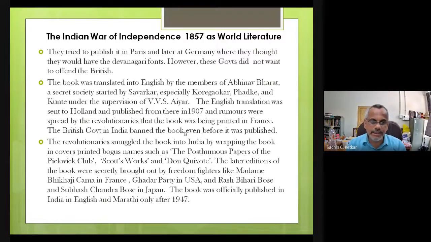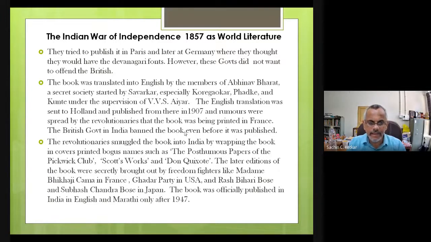And rumors were spread by the revolutionaries that the book was being printed in France. So here is a book that was supposed to be published in France, but it was actually sent to Holland. So the British government could not locate where the publisher was. The British government in India banned the book even before it was published.